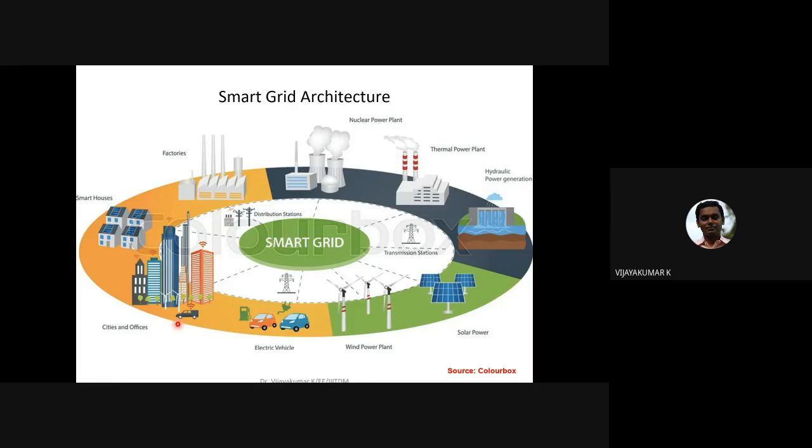Another thing, when we come into the smart building, so cities and offices, you have high-rise buildings. In a high-rise building, smart lighting control is there. We have surveillance camera systems. You can integrate and communicate with each and every device, so that you will get the data from the devices. How you are going to use it is for enhancing the performance of the building.